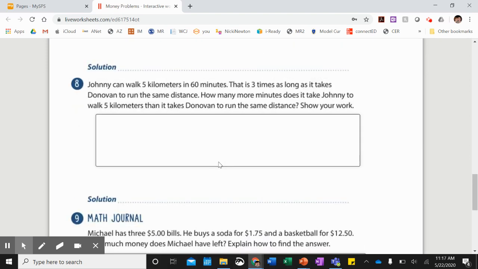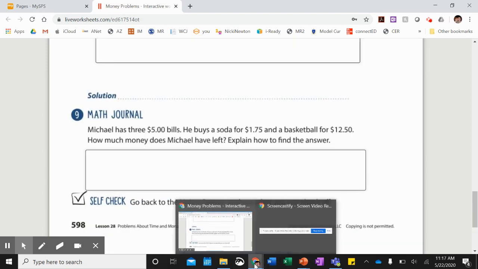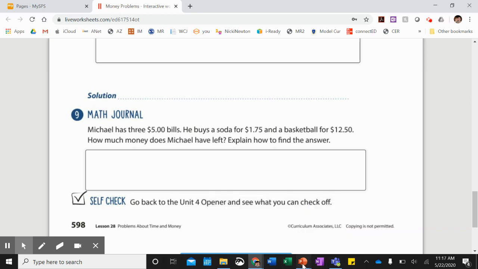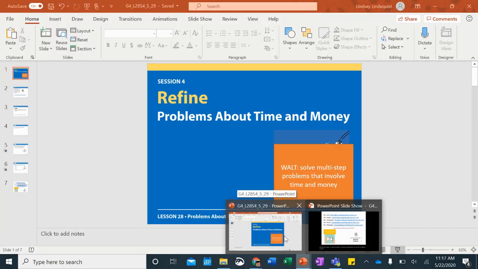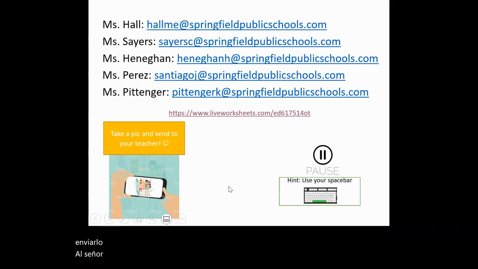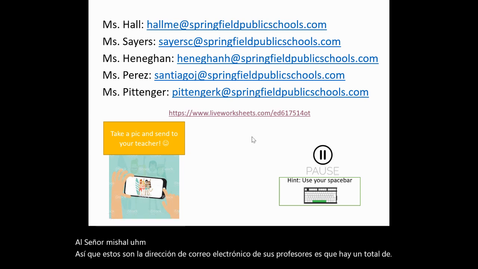If it doesn't work, you can take a picture of your work and send it to Miss Sayers or Miss Hall. So these are your teacher's email addresses. There are a total of 6 problems you must do at least.